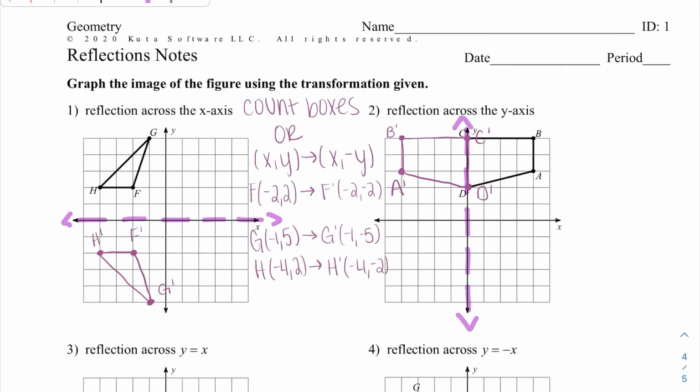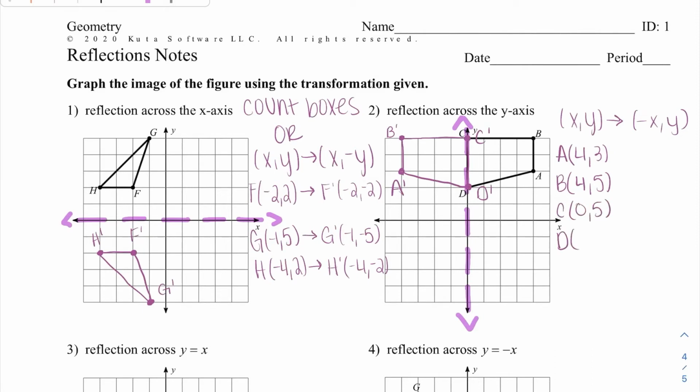Remember, we can also apply the rule. The rule for reflection across the y-axis is x comma y changes to negative or opposite x comma y, which just means all we have to do is change the sign of the x part of the coordinate. So let's go ahead and list out A, B, C, and D. Point A is the point 4, 3. Point B is the point 4, 5. Point C is the point 0, 5.